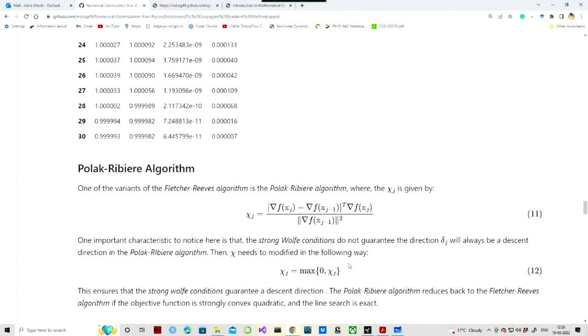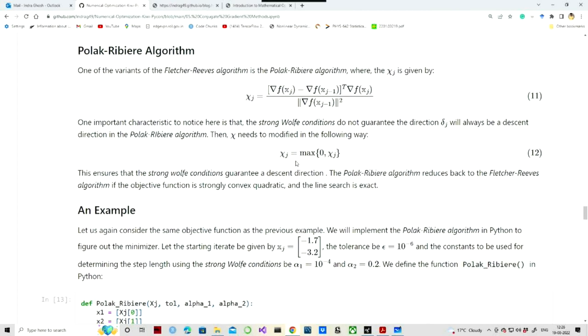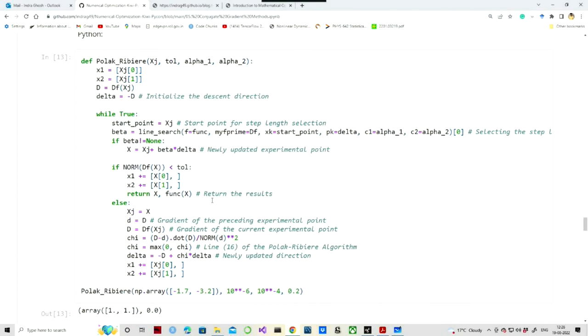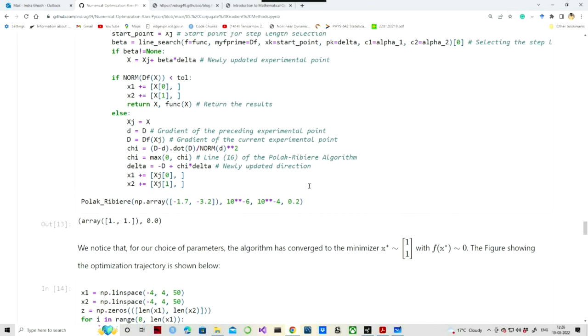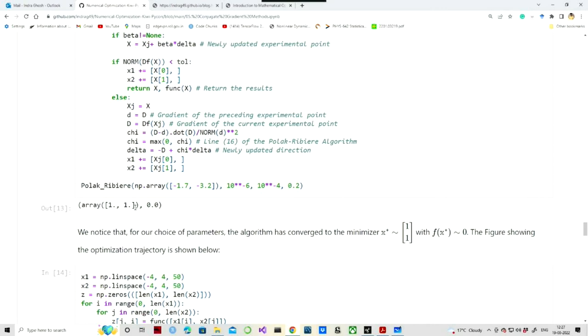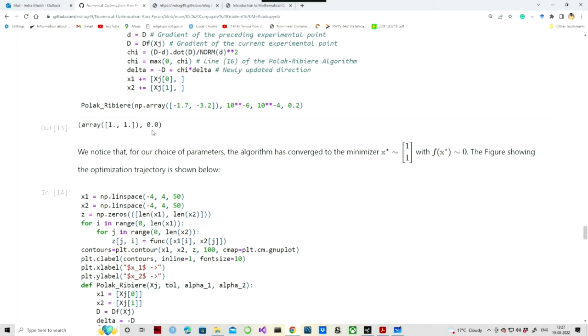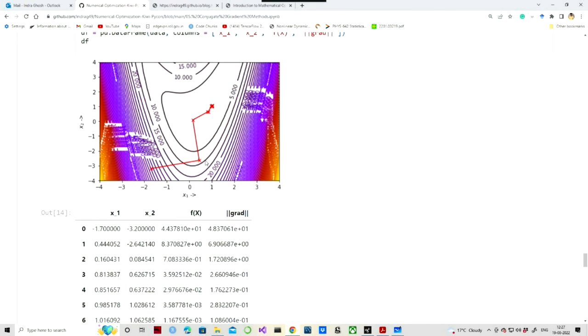And for Polak-Ribière, again, it depends on how you choose this chi j. Here you use the first order derivative. Again, we can implement the whole function. If you run this cell, I put the implementation in the same cell too, so it will calculate the minimizer along with the value of the function at that minimizer. We again see that this also gives the correct result, 1,1, and f of x star is 0. Again, this shows the trajectory of the whole optimization steps.